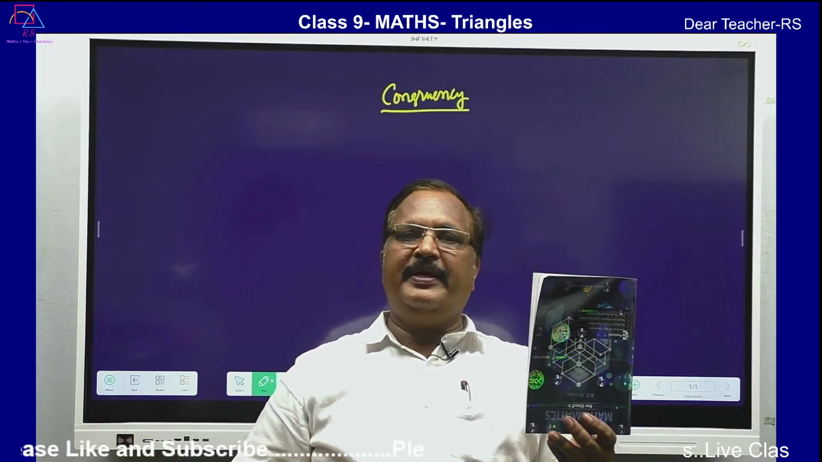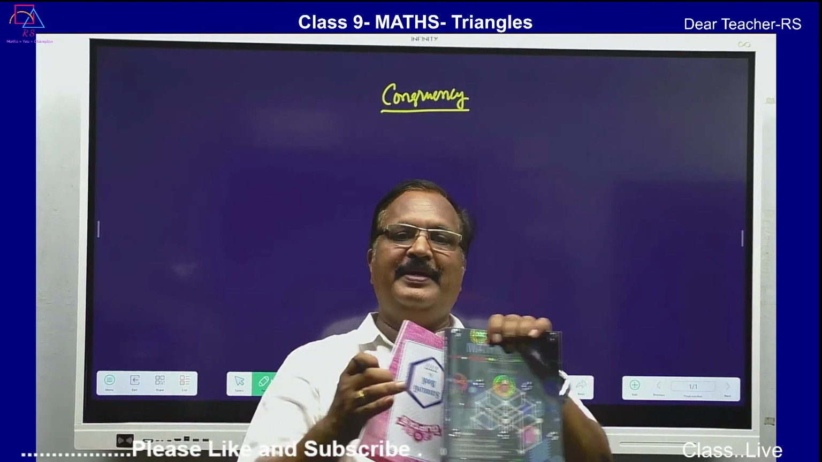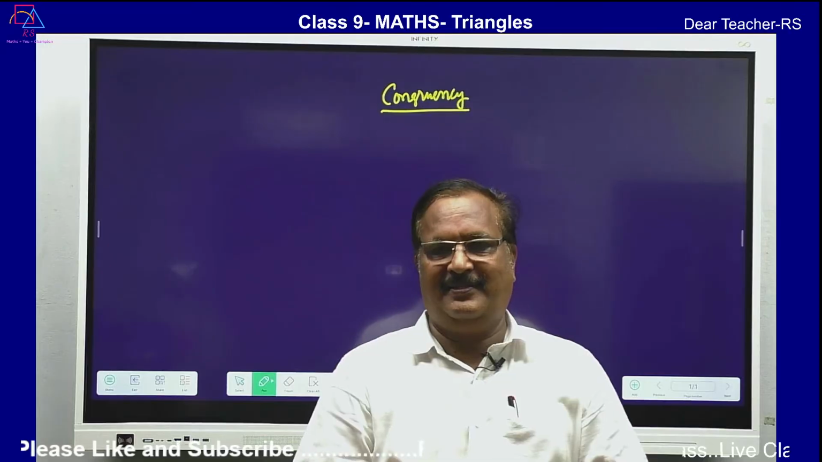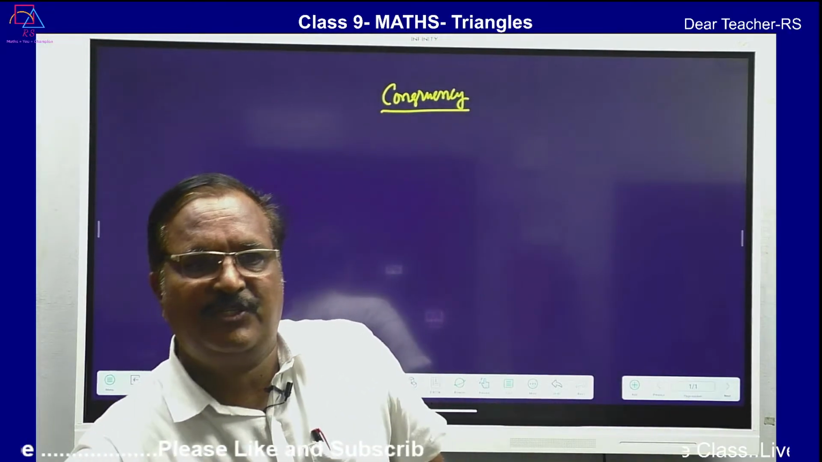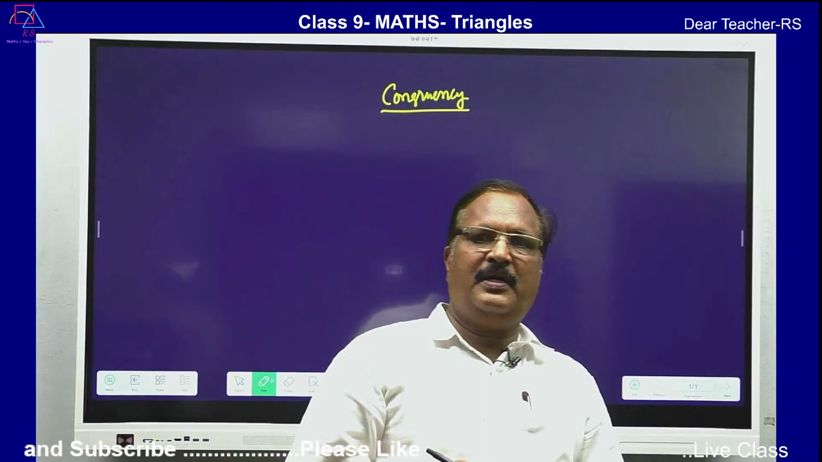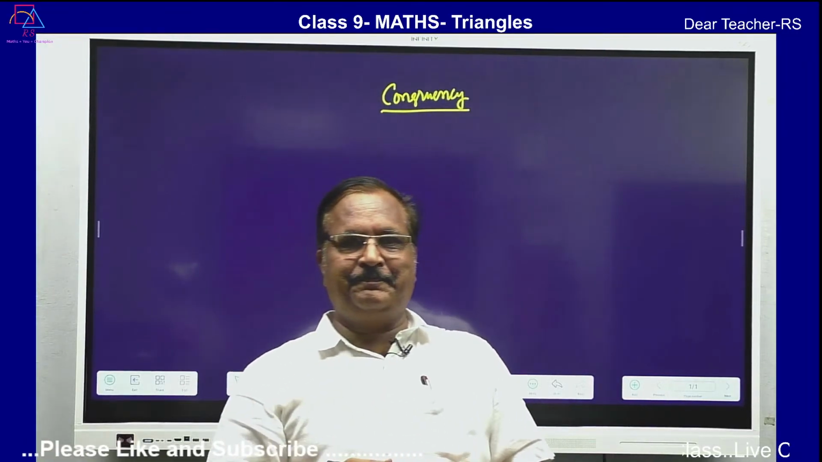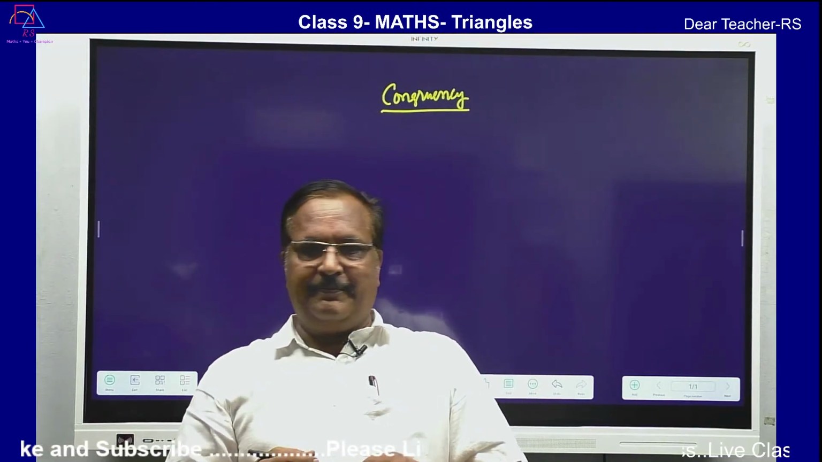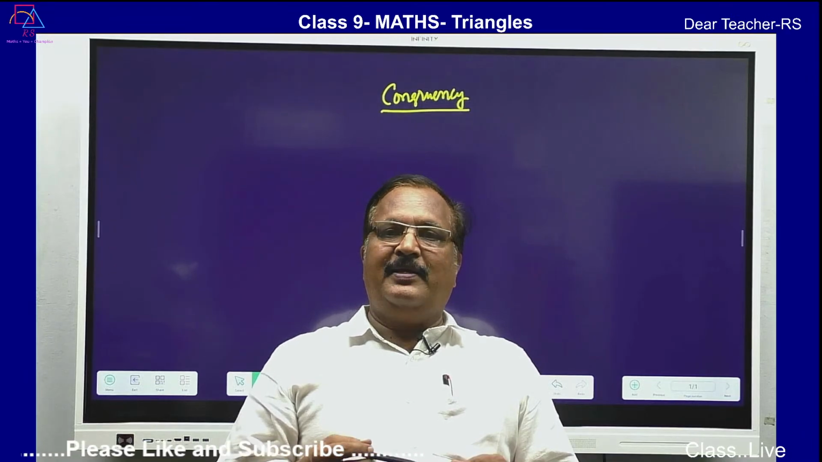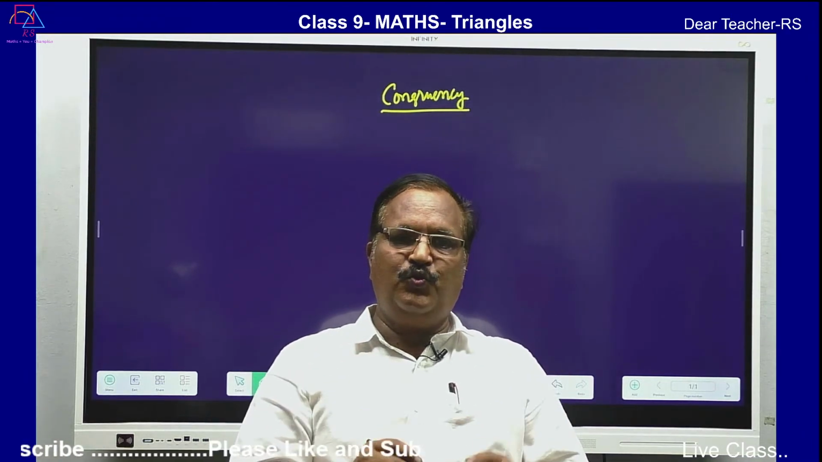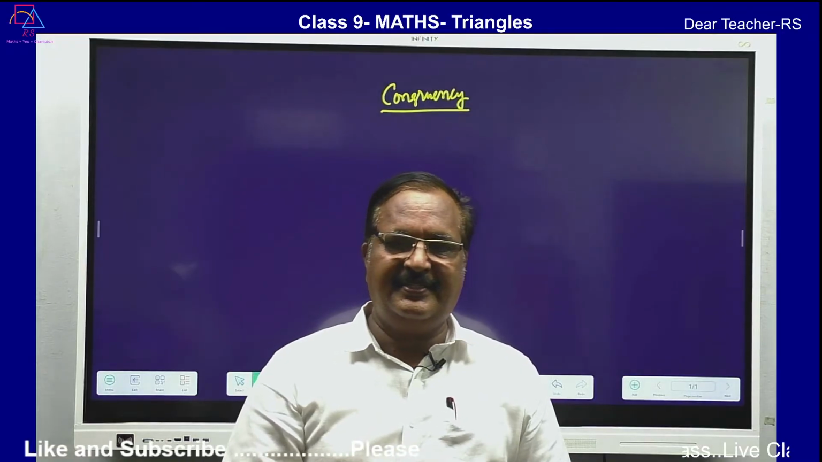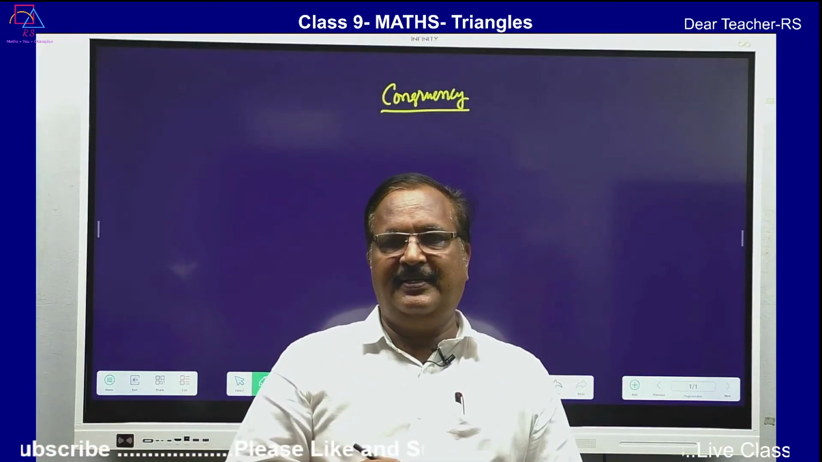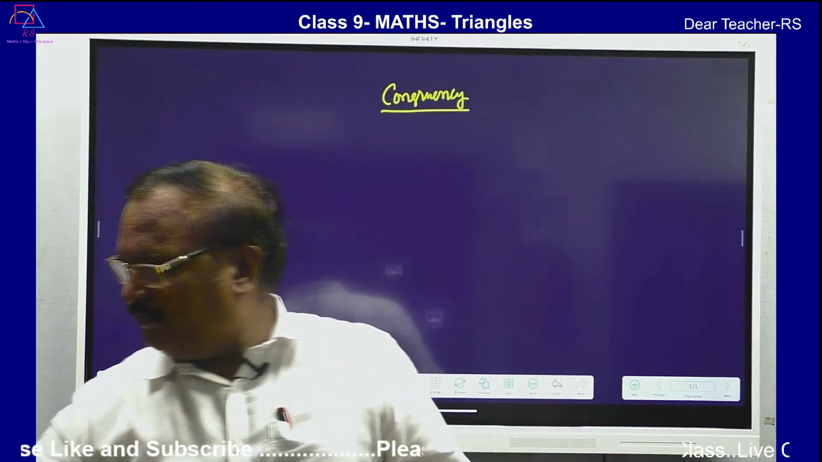So congruent means these two figures cover each other exactly. That means they should have the same shape and same size. All measurements should be the same. Then only we call those two figures congruent figures. Congruent figures means they should have the same shape, same figure. So I can give you an example.